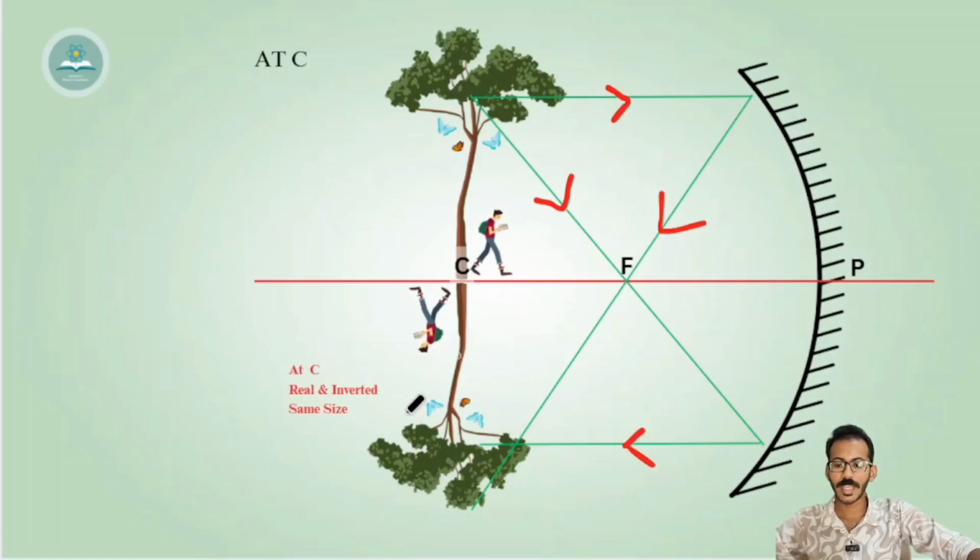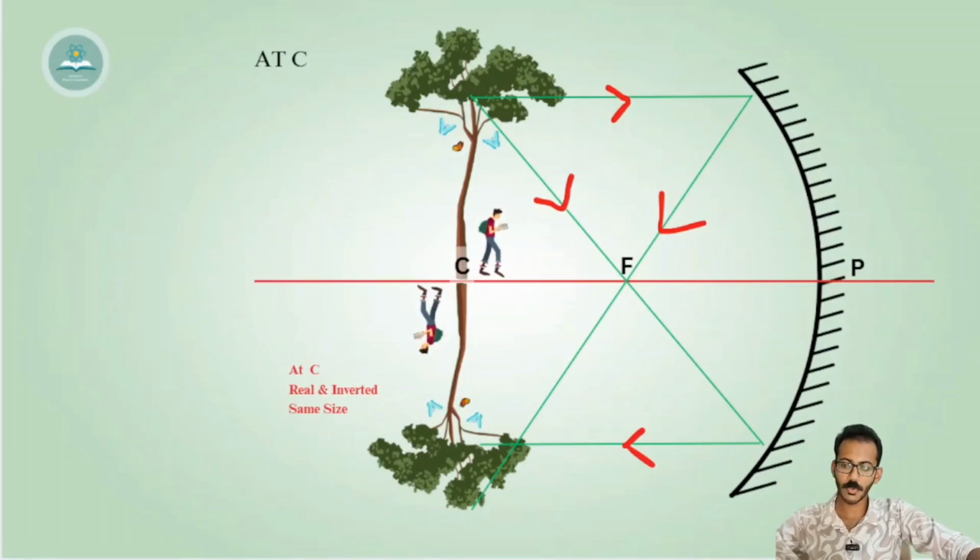Only thing is it will be real and inverted. If you place a screen there, we'll get the image. That's it. So when we place the object at C, we will get the image at C. It will be the same size, it will be real and inverted. That's it. Now we'll go to the next one.